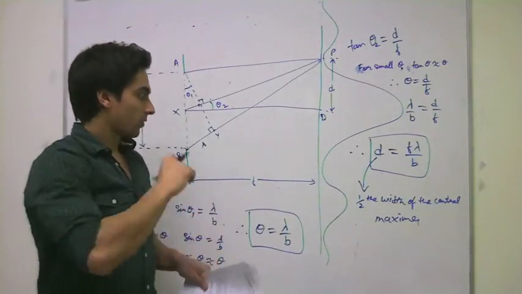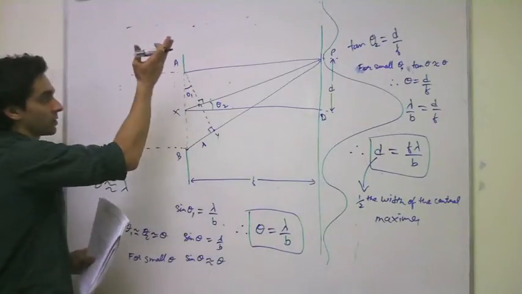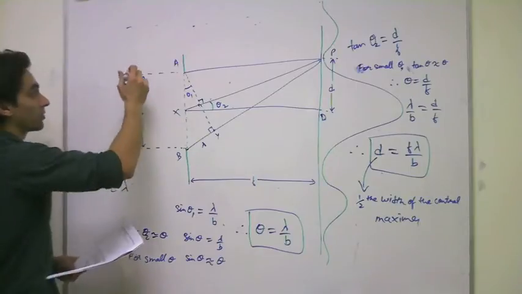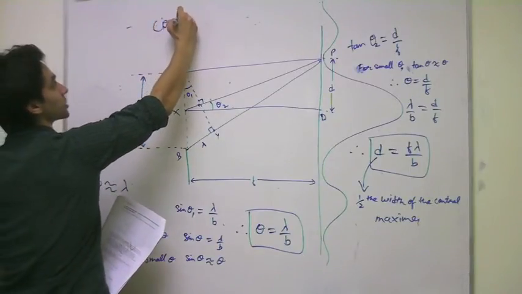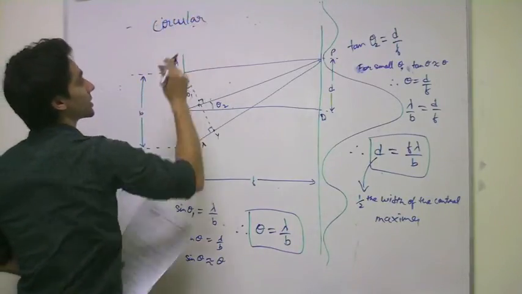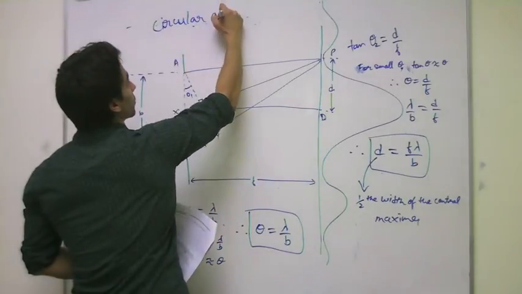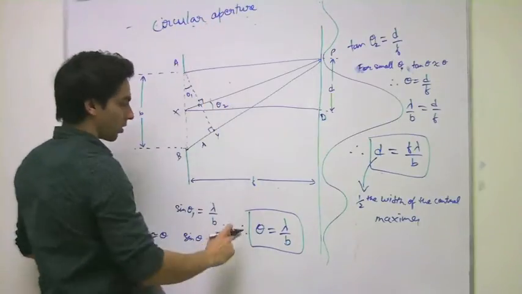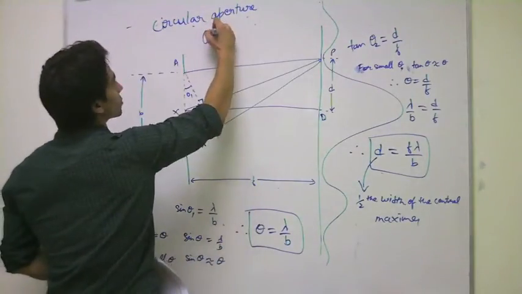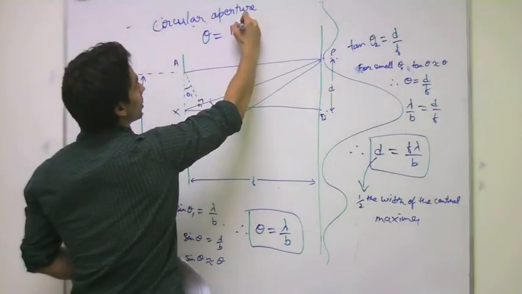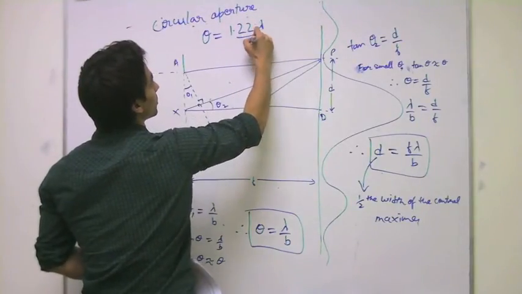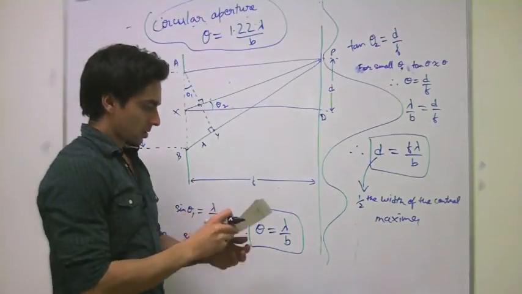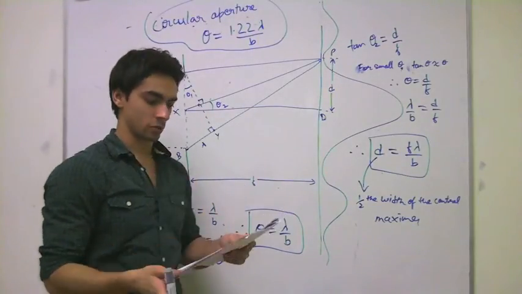Okay. Now this case is when we are considering rectangular slits. When we are talking about circular slits or circular apertures, for example the eyes, we have to add a factor of 1.22 to this formula. So in that case theta will be equal to 1.22 lambda over b, for circular apertures. Okay, so that covers diffraction. Now we'll move on to resolution.